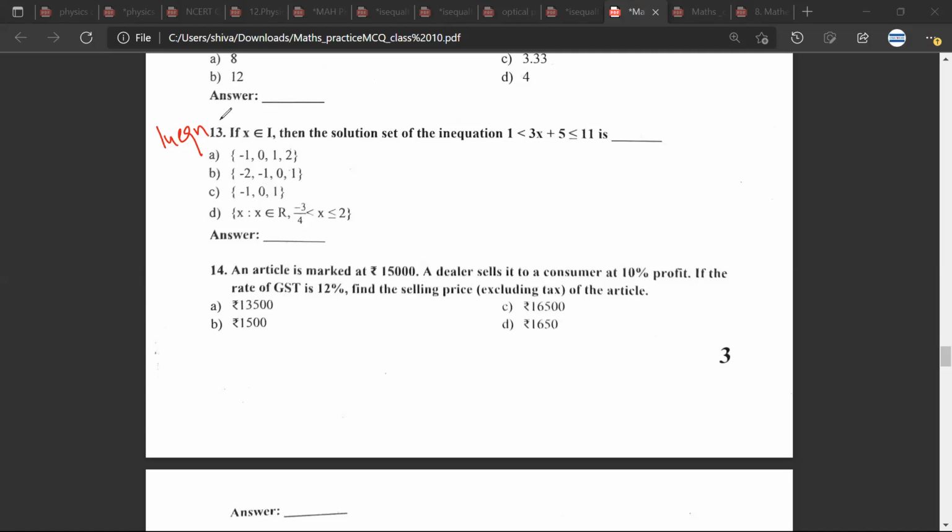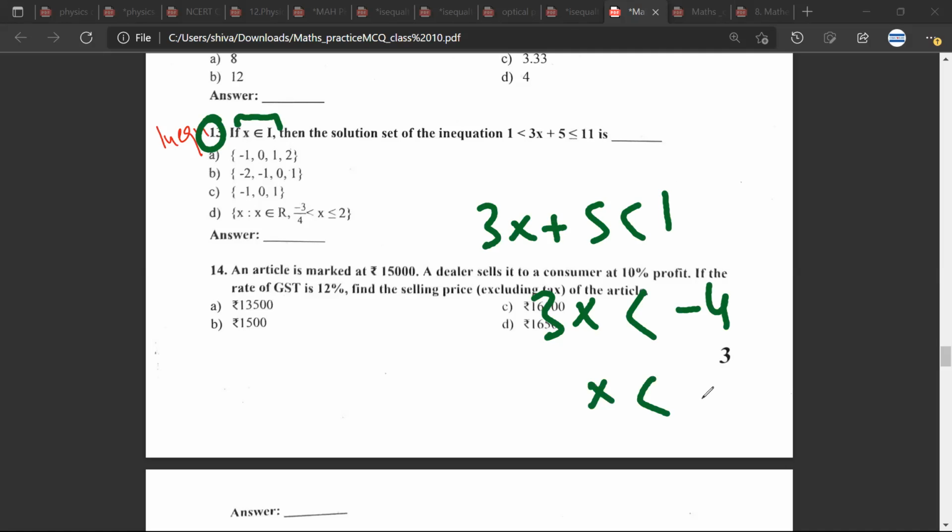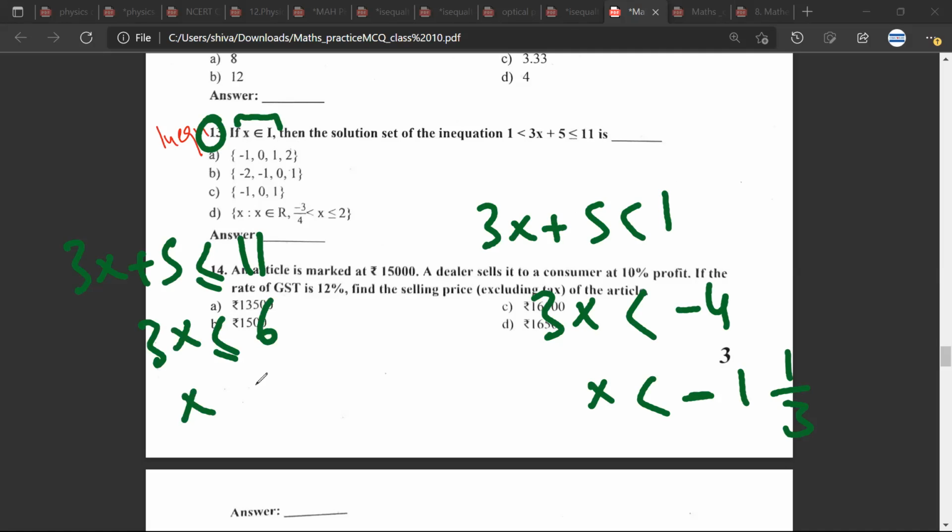How should we do question number 13? x belongs to integer. So we have to solve the equation. 3x < -4, x < -1/3. See, x belongs to integer. So 3x + 5 ≤ 11. 3x ≤ 6. x ≤ 6. So x is less than -1/3.